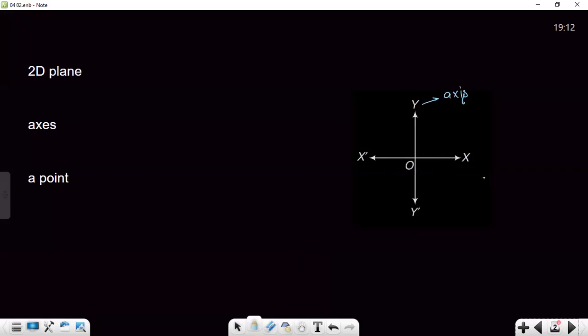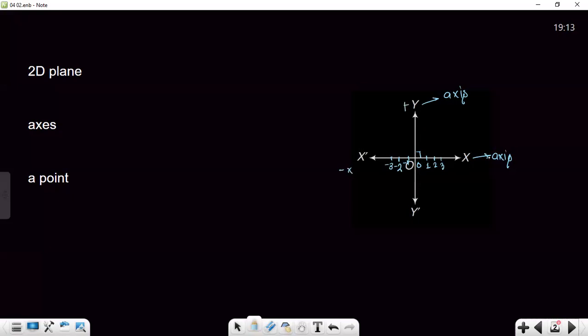This will be known as the y-axis. This will be known as the x-axis. These both lines are perpendicular. And this point, as I said, is the origin, zero. So 1 unit away, 2 units away, 3 units away. Similarly, -1, -2, -3. This may be known as x dash or minus of x.